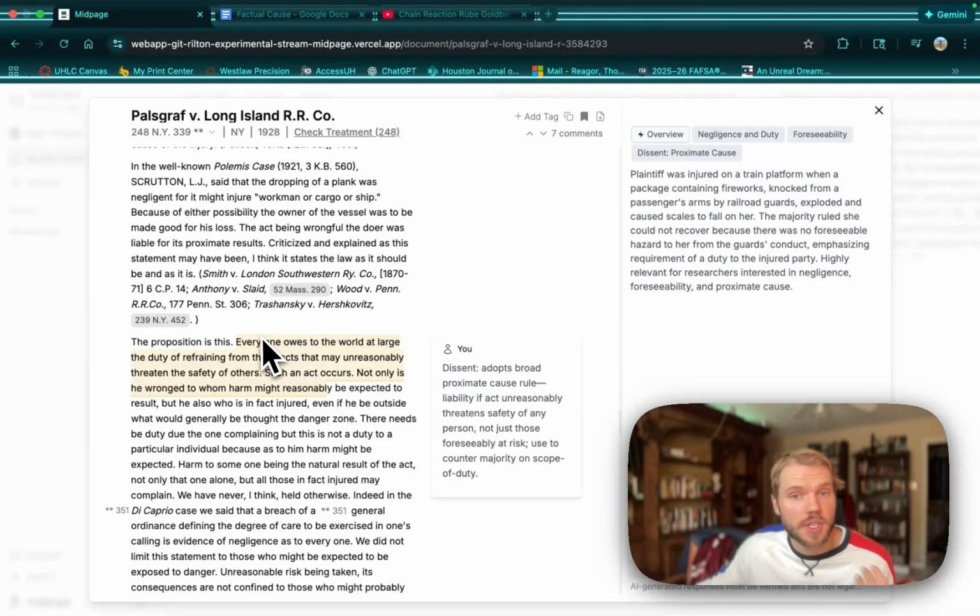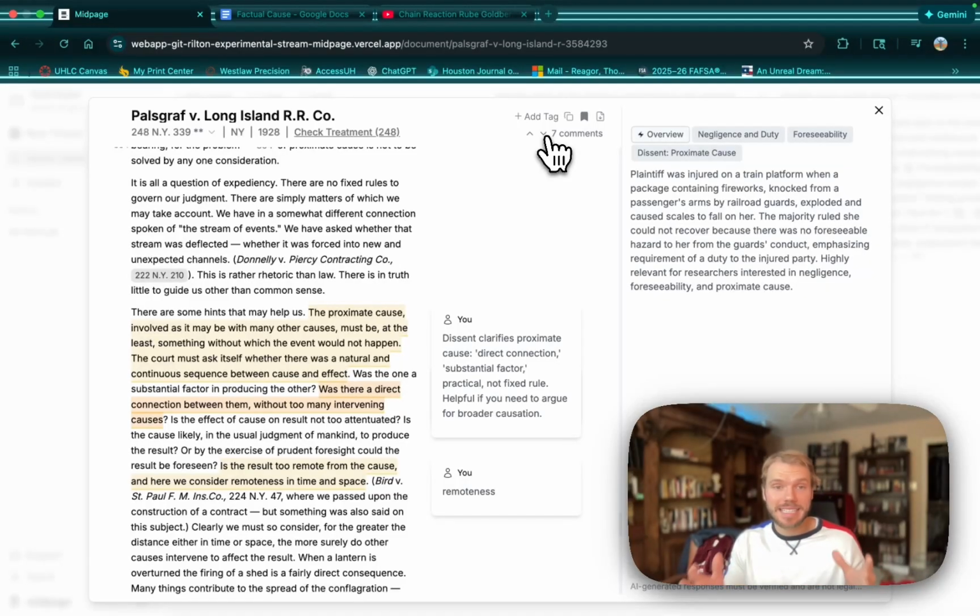So essentially the dissent is stating that a duty to one is a duty to all, and that comes from this idea here where everyone owes to the world at large the duty of refraining from those acts that may unreasonably threaten the safety of others. Okay, so let's go ahead and from there move on to the next idea.